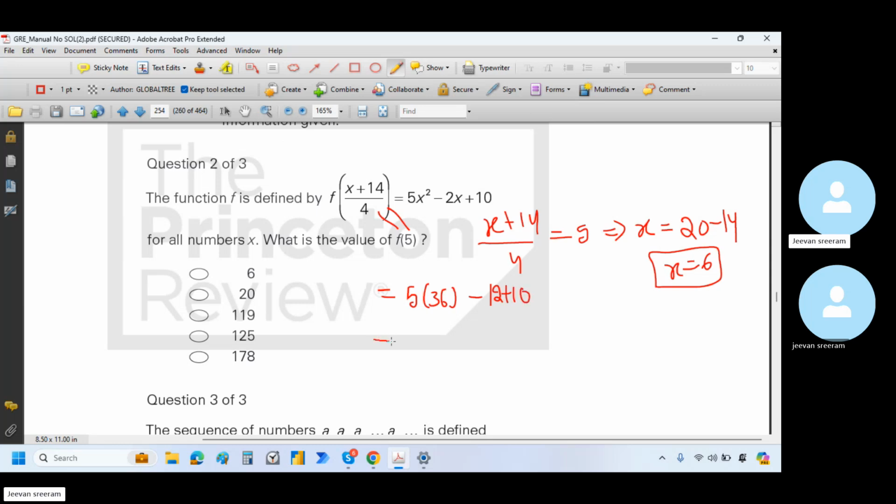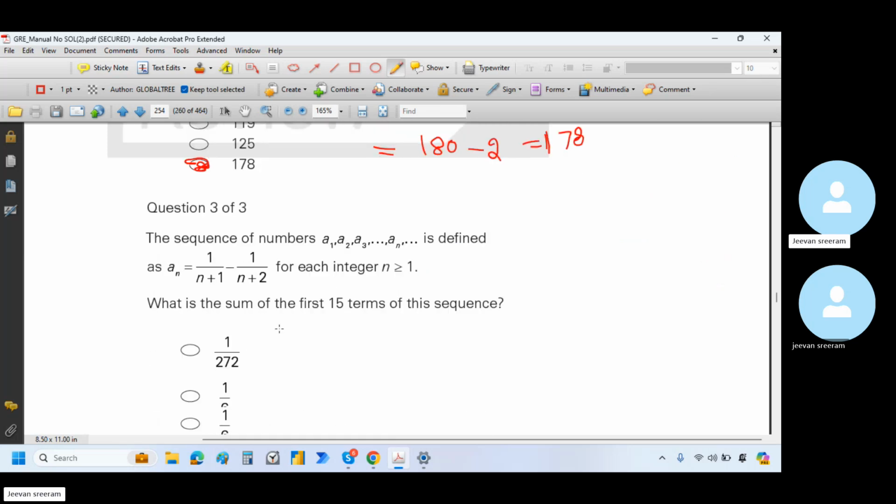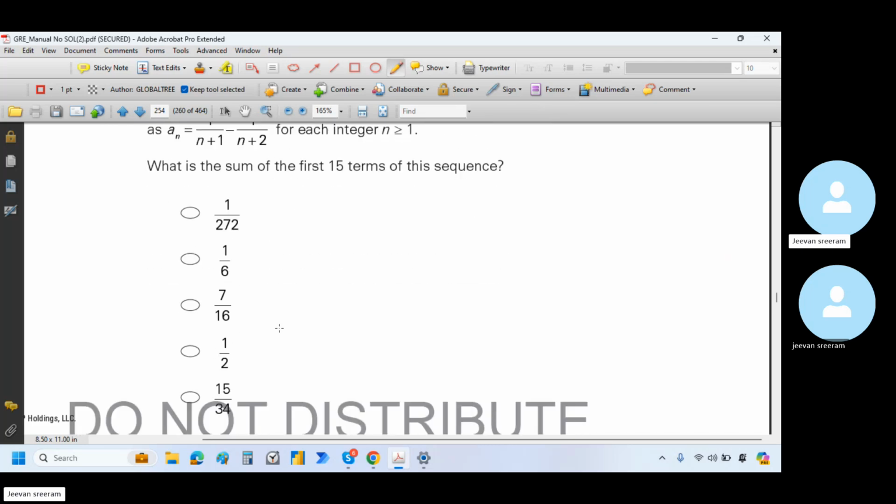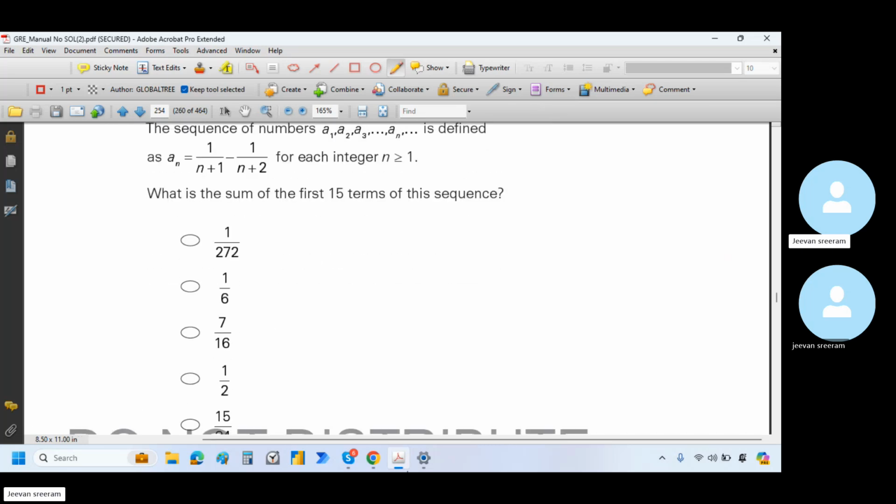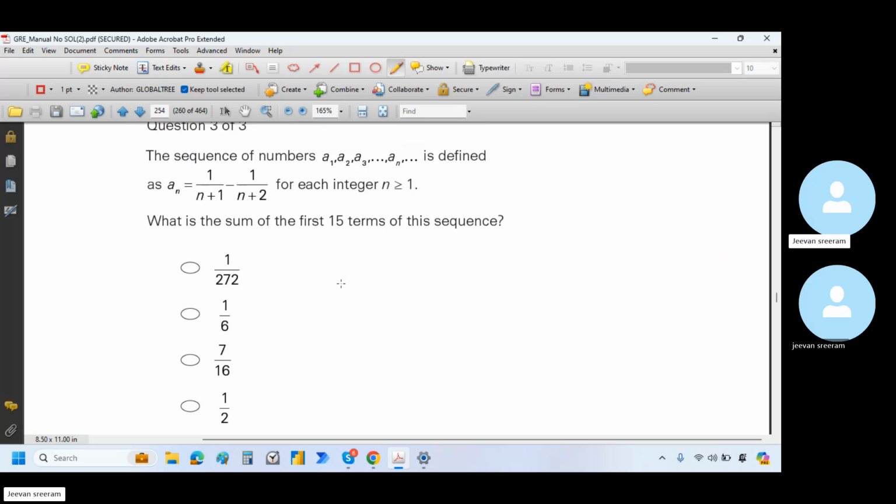Oh my god. So it's minus 2. 5 3s are 150, 30, 180. 180 minus 2 is 178. And then yeah, this is a bit time taking, but yeah, you can actually finish in 1 minute.